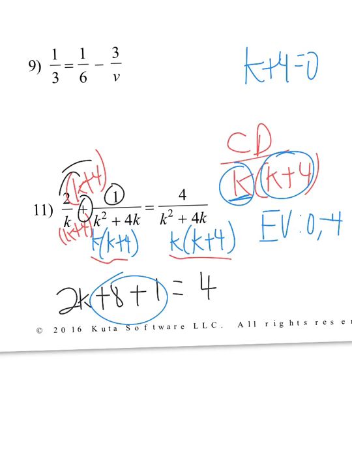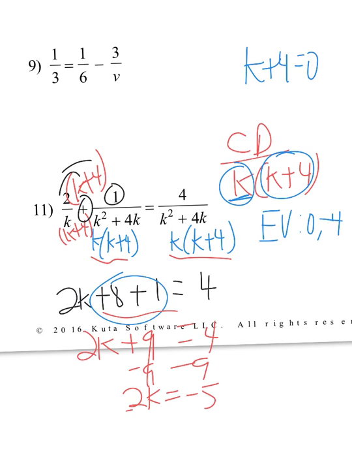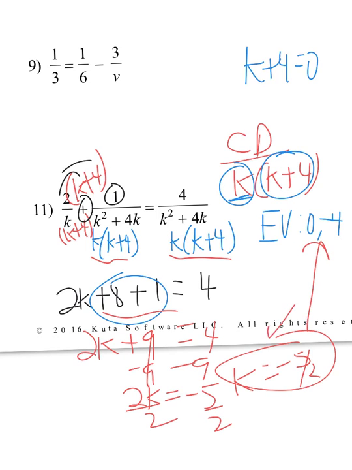But let's get back to the problem here. This is 2k plus 9, if I combine these, equals 4. I subtract 9. So 2k is equal to negative 5. I divide by 2. So it's negative 5 halves, same as negative 2 1/2. And notice that is not one of these excluded values, so that checks out. And we get k equals negative 5 halves.